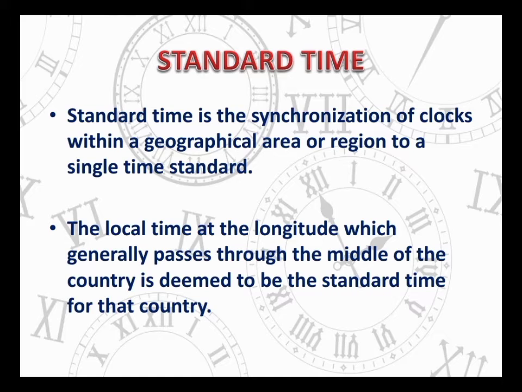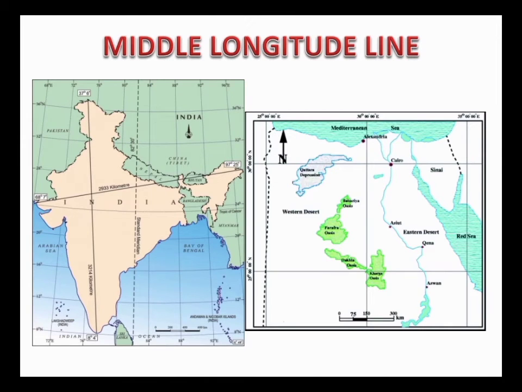Standard time is the local time of the longitude line which passes through the area in the middle of the country. So whatever time is there in that area is the standard time for the country. As we can see in the maps, the line which is passing in the middle is said to be the standard time of the country. All the countries have their standard times. There are 18 countries which have more than one standard time because their countries are large, whereas the smaller countries have only one standard time, which is followed by the people of the country.